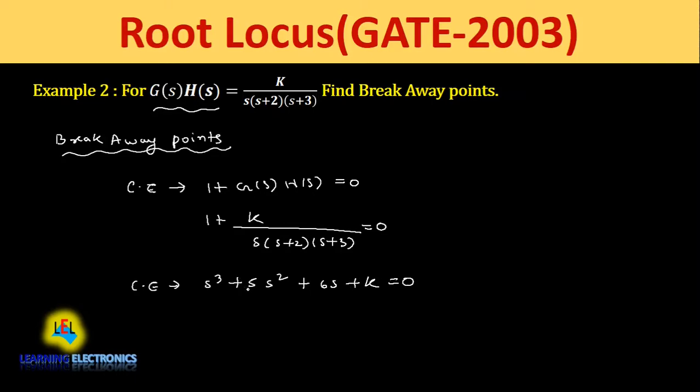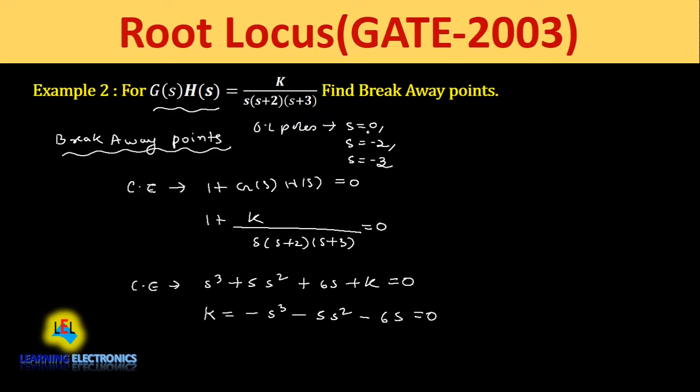Now we have to find the equation of K from this characteristic equation. So K will be equal to minus s cube minus 5s square minus 6s. From this open loop transfer function, if we find the open loop poles, we will get three poles. One is at s equal to 0, second one is at s equal to minus 2, and third one is at s equal to minus 3.